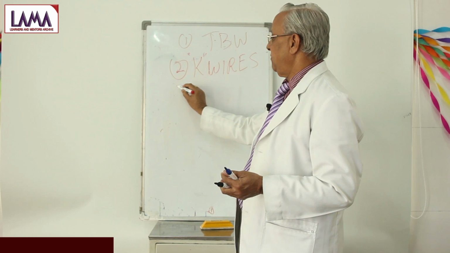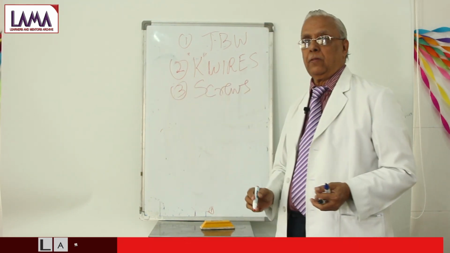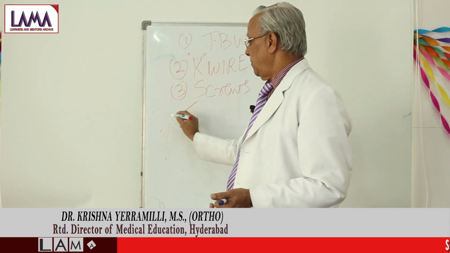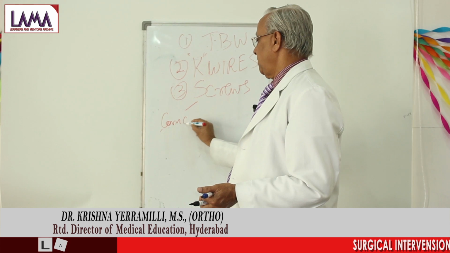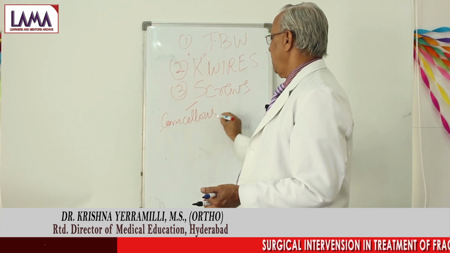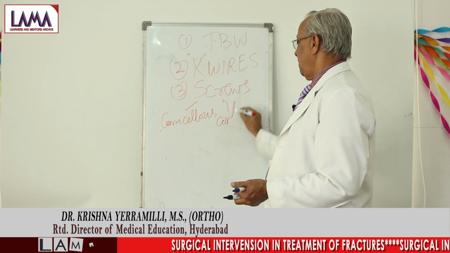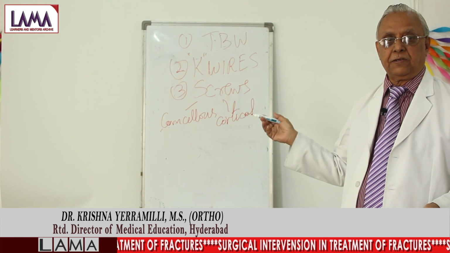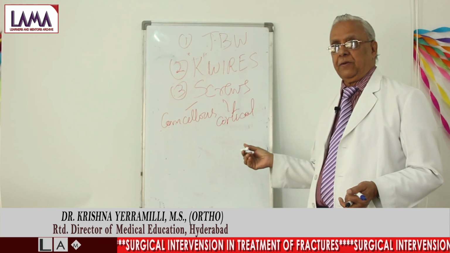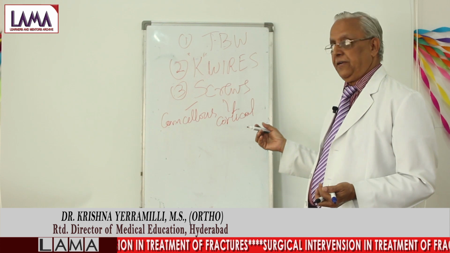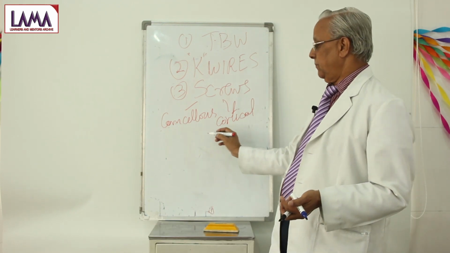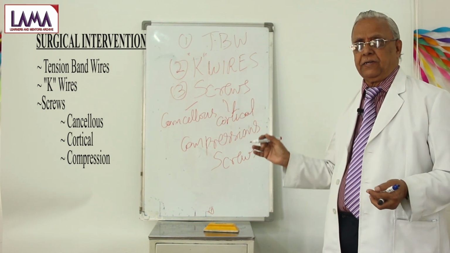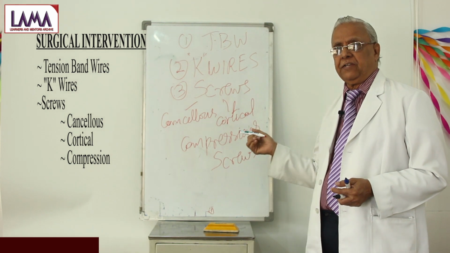Then third simplest thing is screws. In this there are different varieties known as cancellous screws, cortical screws, and now of late one more third type has come into existence, that is compression screws. So once again, this is only a broad category of the different types we are talking about.